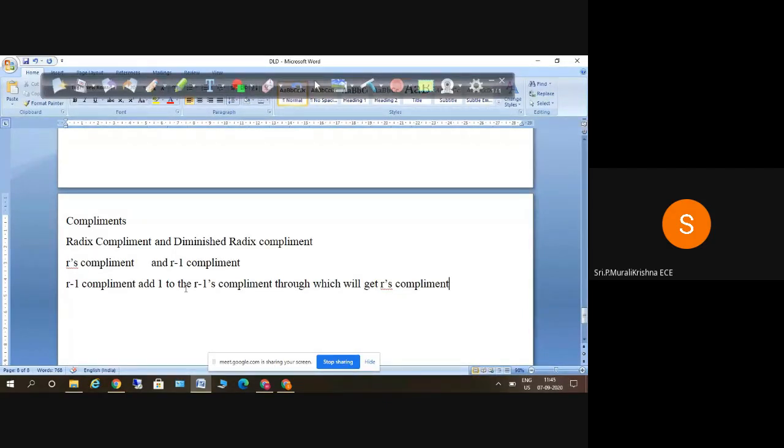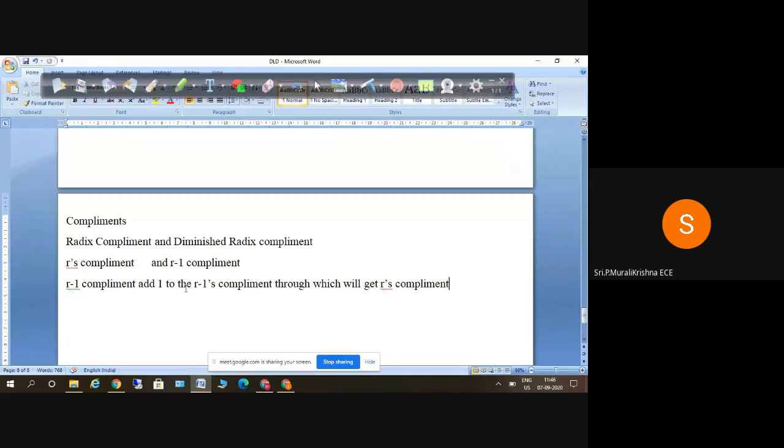If I want to perform a minus b, instead of performing a minus b, I'll take the complement of b and add that complement to a. Instead of performing subtraction, I take the complement of the other operand, and that complement is added to a. So we are doing the addition only, avoiding the subtraction operation with the help of these complements.